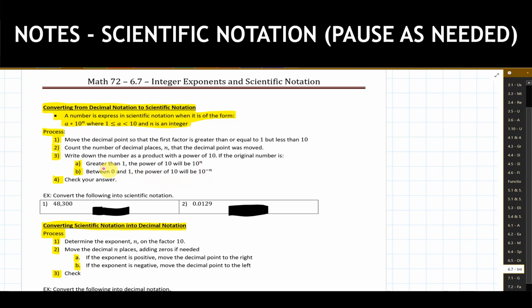If the original number we were given was between 0 and 1, meaning it was a really small decimal, then the power is going to be 10 to the negative n power. So we always have to determine, am I starting with a very big number or a very, very small number? If it's a big number, we're going to have a positive n in the exponent spot. If we're starting with a very, very small number, then we're going to have a negative n in this exponent spot. And we can check our answer by plugging things into the calculator if necessary.